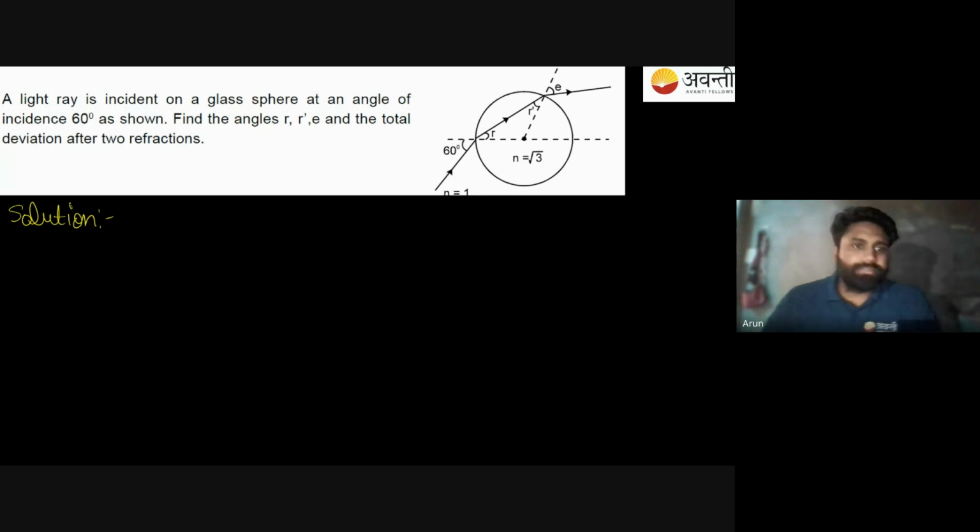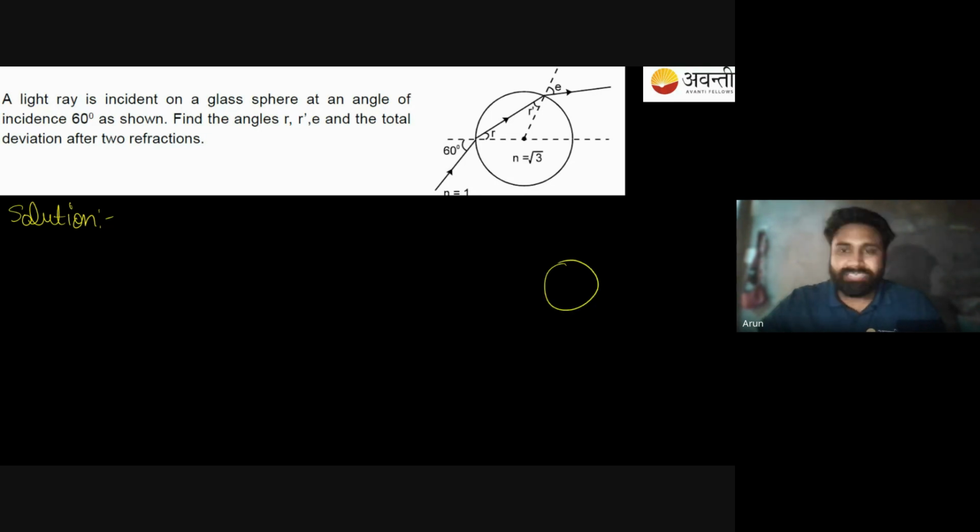So the solution of this question is nothing but we are going to read this question firstly. A light ray is incident on a glass sphere at an angle of incidence 60 degree as shown. Find the angle R dash and E and the total deviation after two refraction. So these terms I have to find out. Firstly, what we are going to do, this is the sphere.